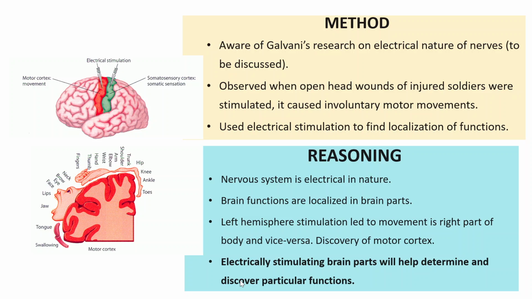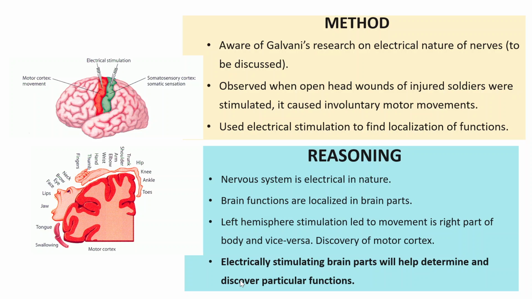Okay, so their reasoning was as follows: the nervous system is electrical in nature. We know that from Galvani's research and other people's research, and brain functions are localized. We also verified that. And then we found out that left hemisphere stimulation led to movement in the right side of the body, and vice versa. And this led to the discovery of the motor cortex. Basically, it's a region around your lobes, on your frontal lobe. And when you stimulate that specific brain part, it helps you discover particular motor functions.